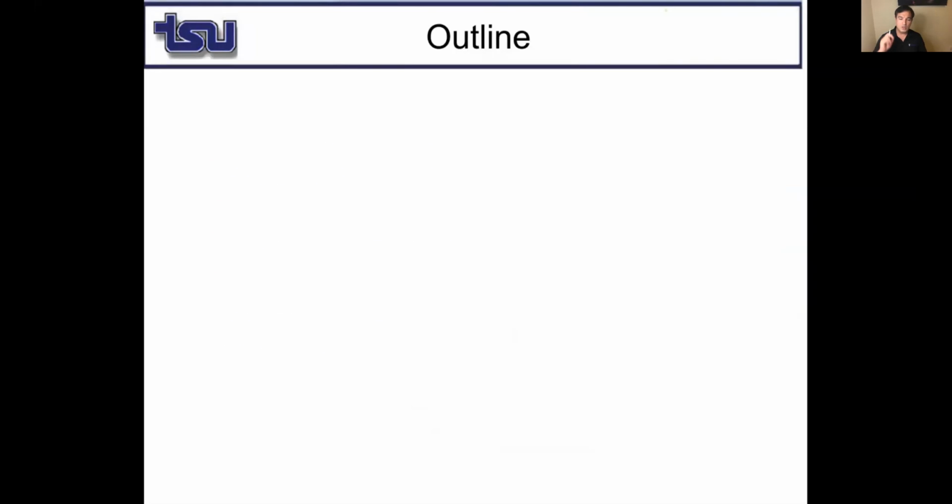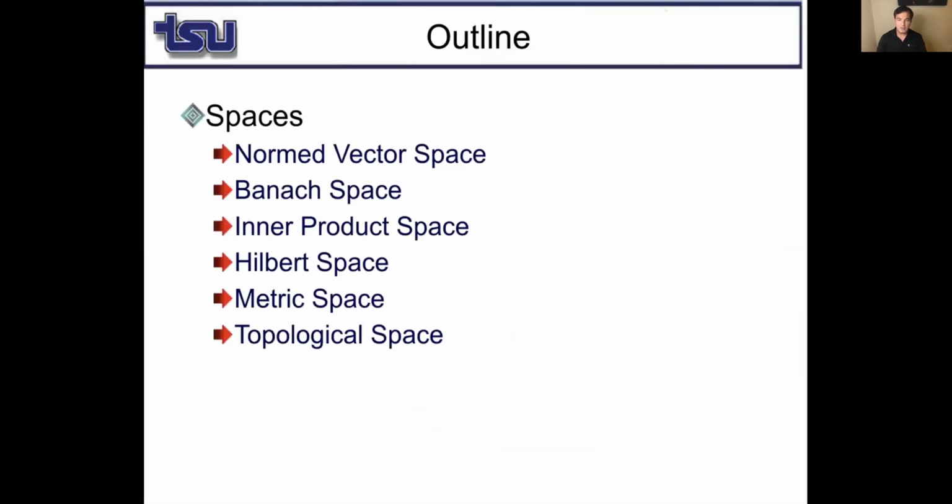So what are we going to talk about? We're going to talk about spaces. We're going to define what a space is first and the properties of spaces. We will focus on norm vector spaces and inner product spaces, and we'll talk about Banach and Hilbert spaces. These are very well behaving spaces. We'll introduce the concept of metric space, and we'll talk about topological spaces.